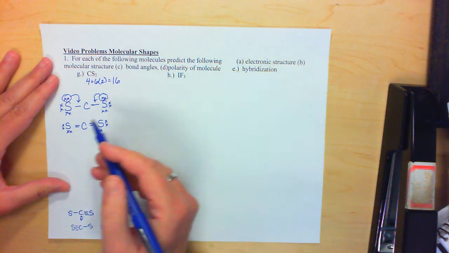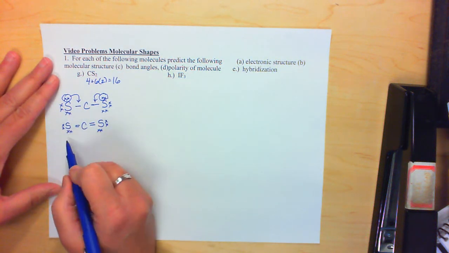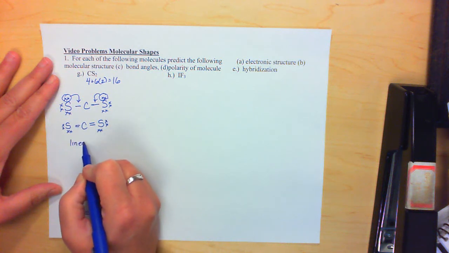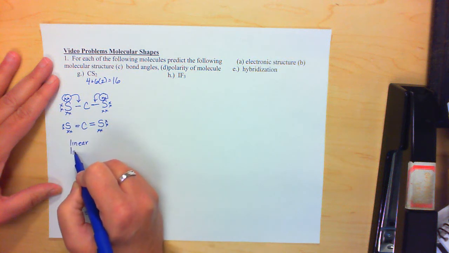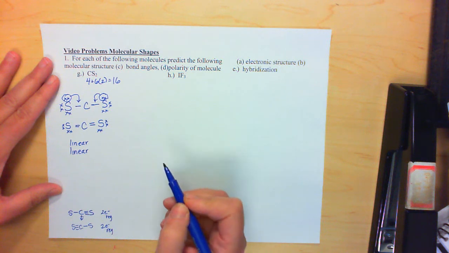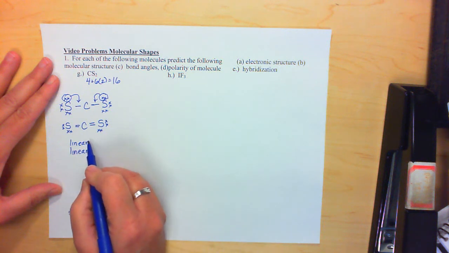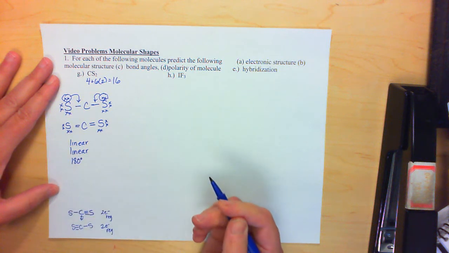So we've done our Lewis structure. Everybody's happy. So electronically, we have 2 electron regions around the carbon. So our electronic structure is linear. Our molecular structure is linear as well. Bond angles, well, they come from the linear, so there's 180. You can't move them any farther.